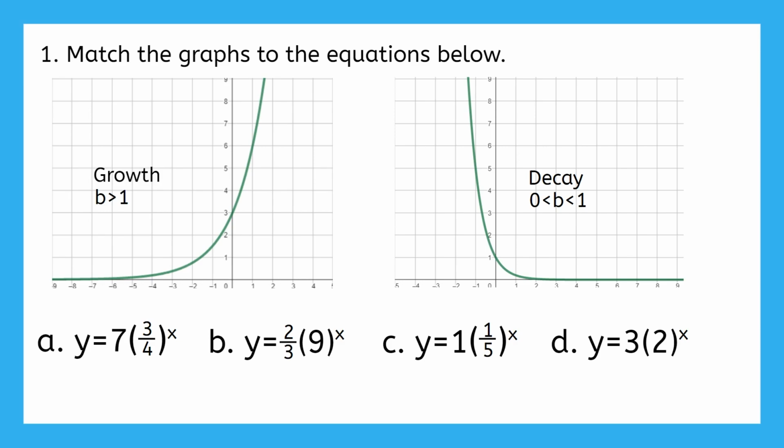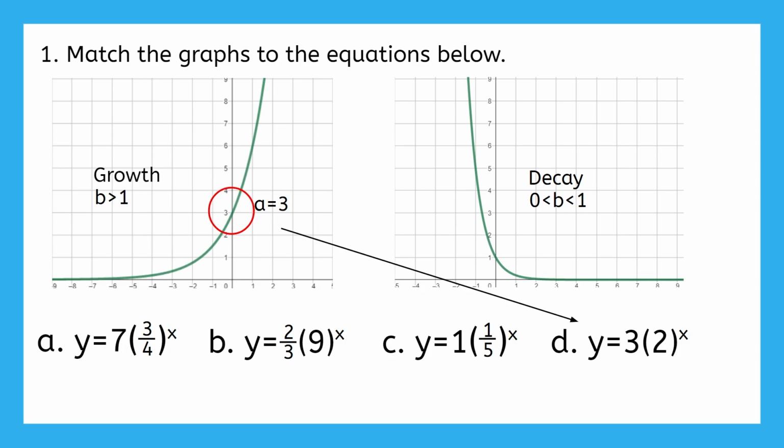Let's figure out what our y-intercept, or a values, are for each function. We can see that the first graph crosses the y-axis at the point (0, 3). So our function must have an a value of 3. So it can't be b, and this graph must go with d.